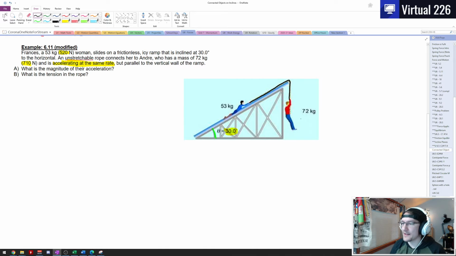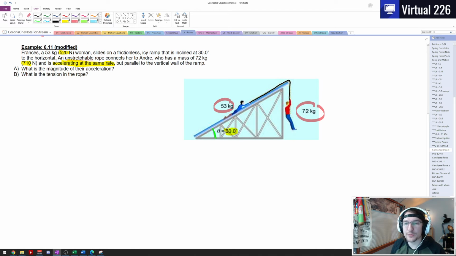But Andre might be moving down, who knows? And Frances is either moving up the ramp or moving down the ramp. We don't know who is actually pulling here. It does kind of make sense if you think about it for a quick moment that Andre has more mass, so he should, in theory, be pulling more. And since she's on a ramp, she's not even using her entire weight to pull him. So we have a good feeling that he should be moving down here. But he's moving vertically here, okay?